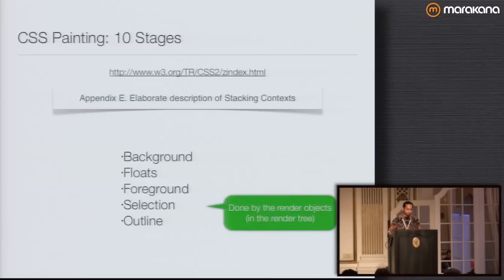CSS painting is, again, not easy. It involves 10 stages, from defining the outline, background, etc. So the way WebKit, or WebCore, does the painting is to ask every render object, please paint yourself according to these 10 stages, and then it follows from back to front with the proper tree traversal based on your z-index.